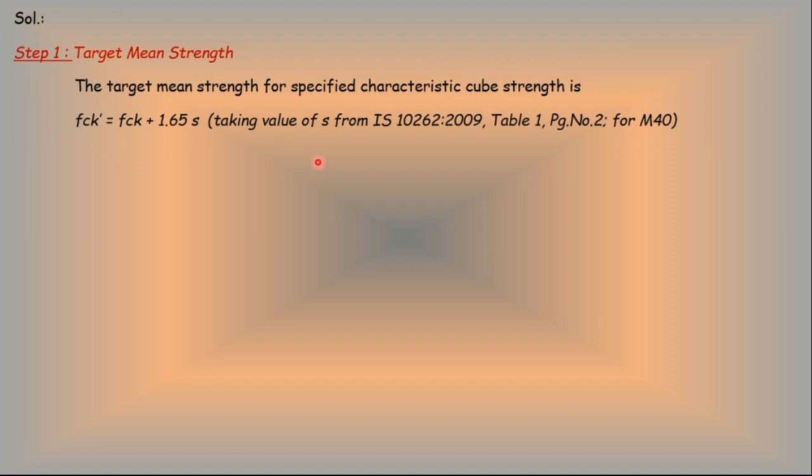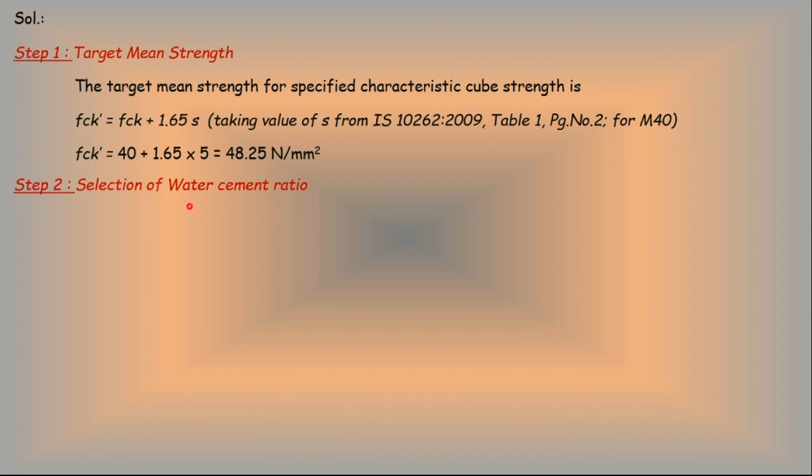First step is target mean strength. As we know, target mean strength for characteristic cube strength of M40 grade: f'ck equals fck plus 1.65 times S. Taking value of S from IS 10262 2009, Table 1, page number 2 for M40 grade, f'ck equals 40 plus 1.65 into 5, which equals 48.25 Newton per mm square.